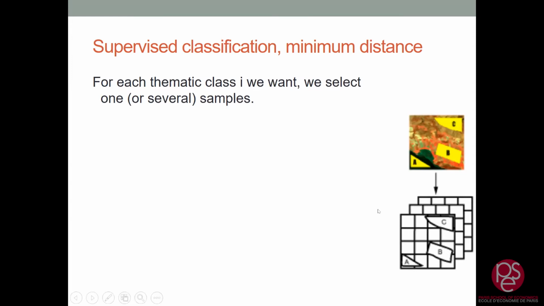Or you can also use some observations that are made from a database. For example, if you are interested in agriculture, you can find some declarations from the farmers, for example, over their fields, which do not cover the whole territory you want to map, but a small part of it, but that can be used as a reference.